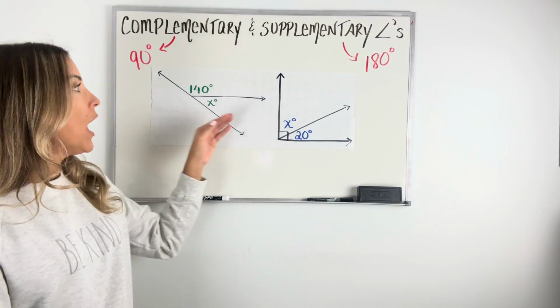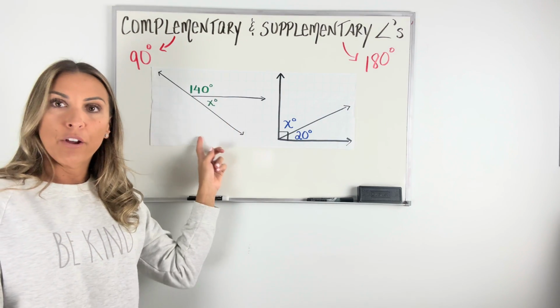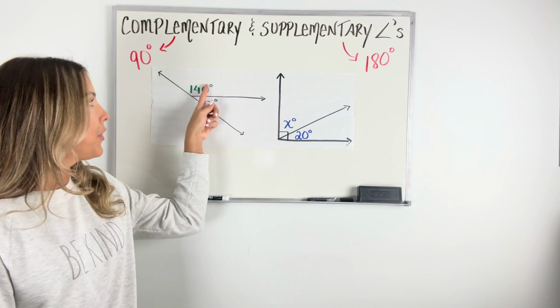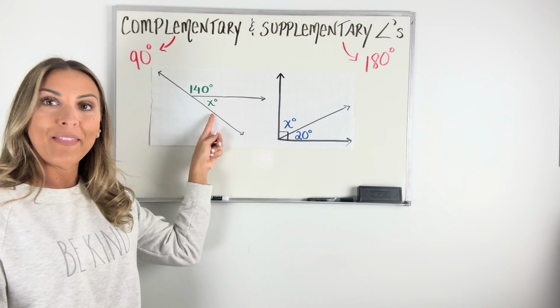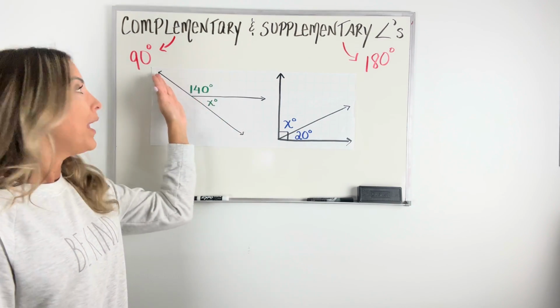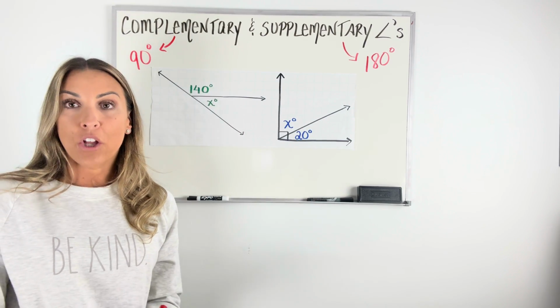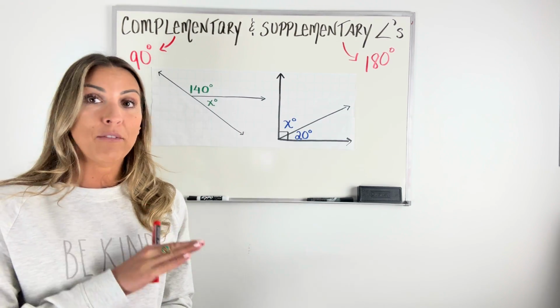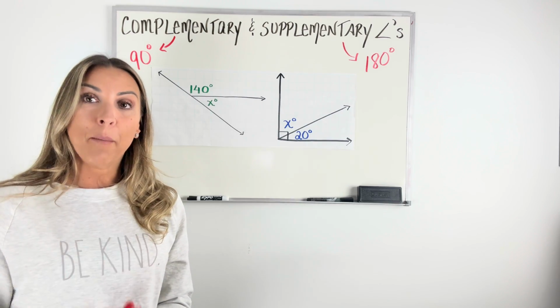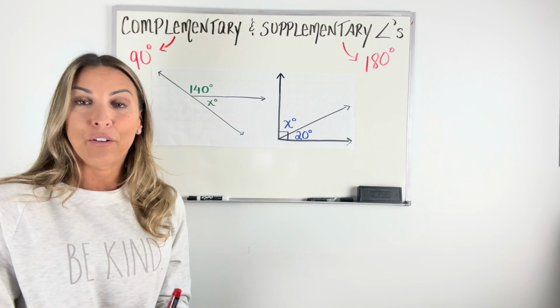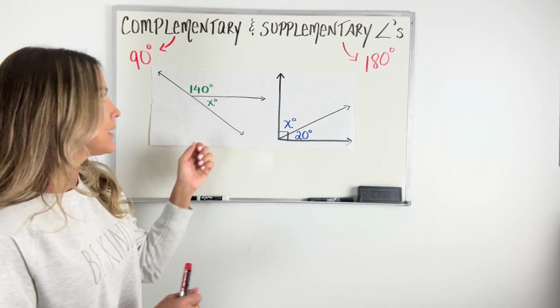Same thing over here. Nothing about this scenario says that these angles are supplementary, but the way that I know is because these two angles here, the 140 and the X, together they make a straight line, and every straight line is 180 degrees. So anytime you have a straight line, if it's split up into different angles, those angles are supplementary because together they're going to make 180. All right, so let's delve into these problems.